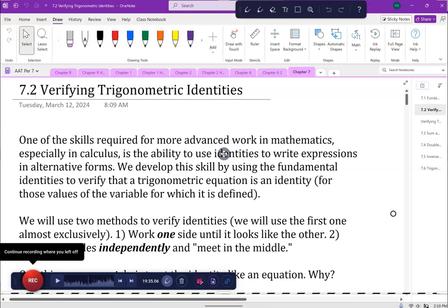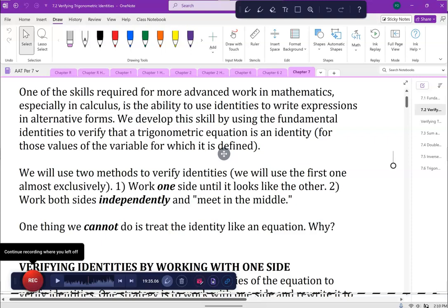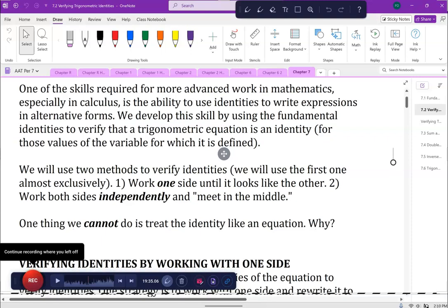One of the skills required for more advanced work in mathematics, especially in calculus, is the ability to use identities to write expressions in alternative forms. We develop this skill by using the fundamental identities to verify that a trigonometric equation is an identity for those values of the variable for which it is defined. We will use two methods to verify identities. We will use the first one almost exclusively.